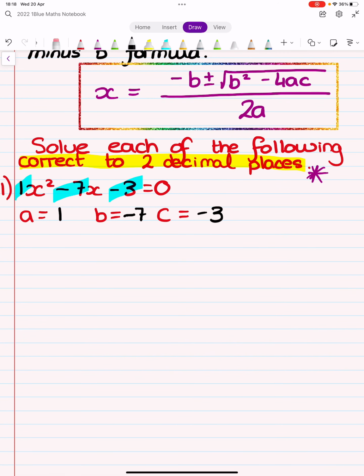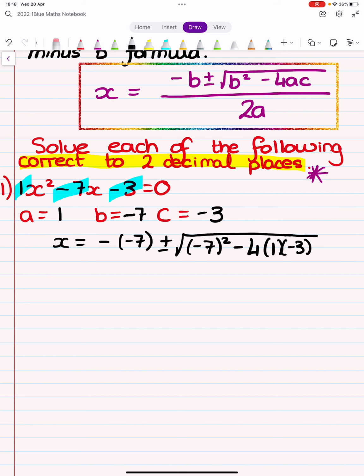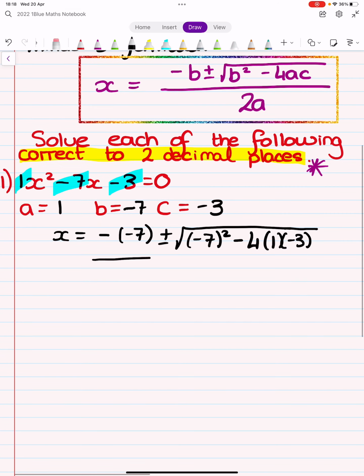So we have x equals minus b, which in our case is minus 7, plus or minus the square root of b squared, which is minus 7 squared, minus 4 times a, which is 1, times c, which is minus 3. And that all has to be over 2a, which is 2 times 1 in our case.